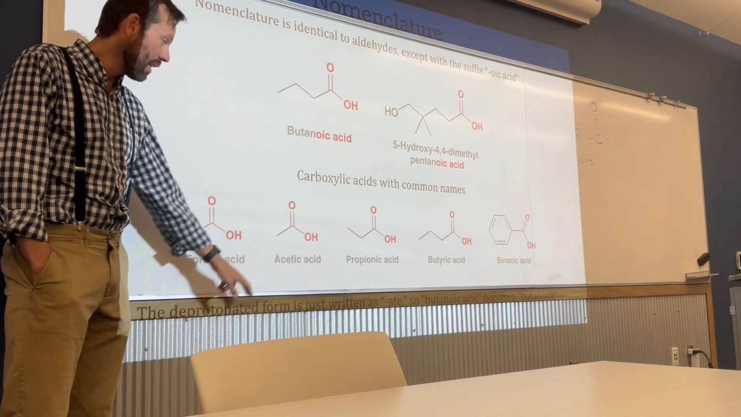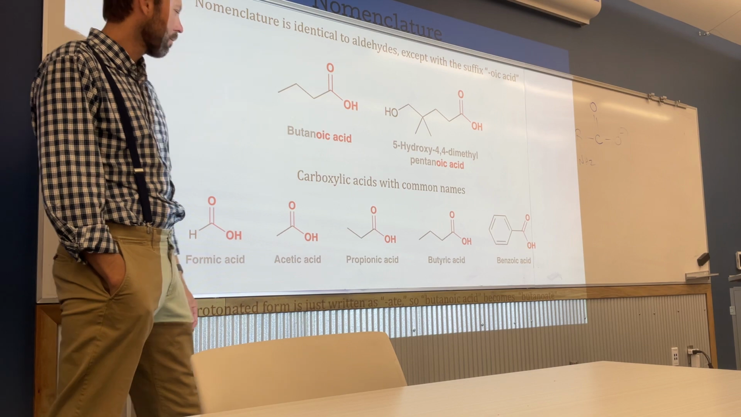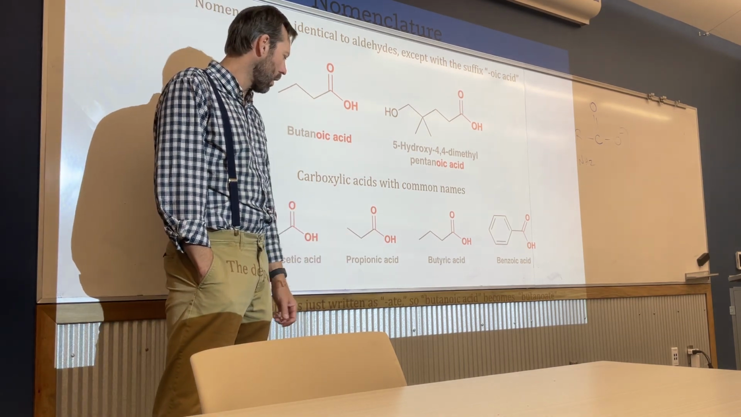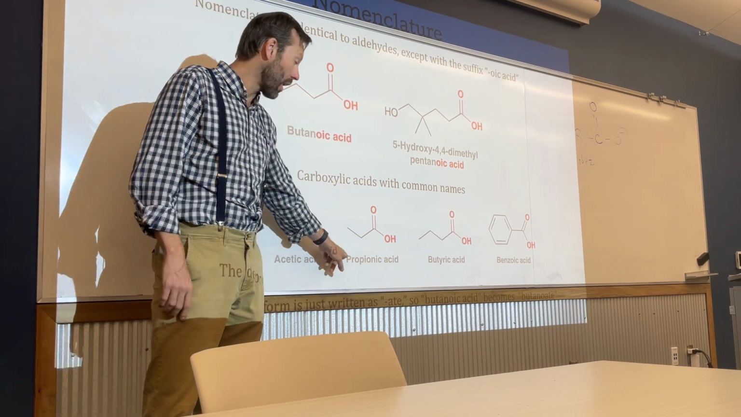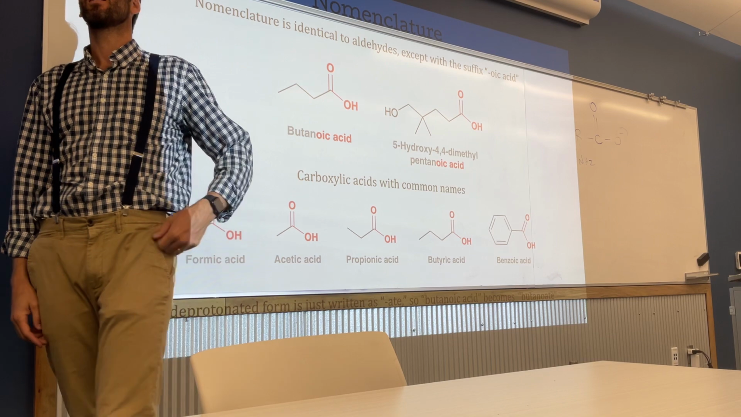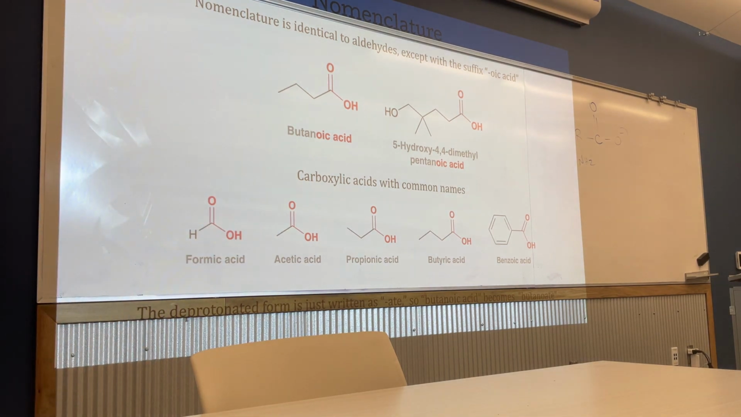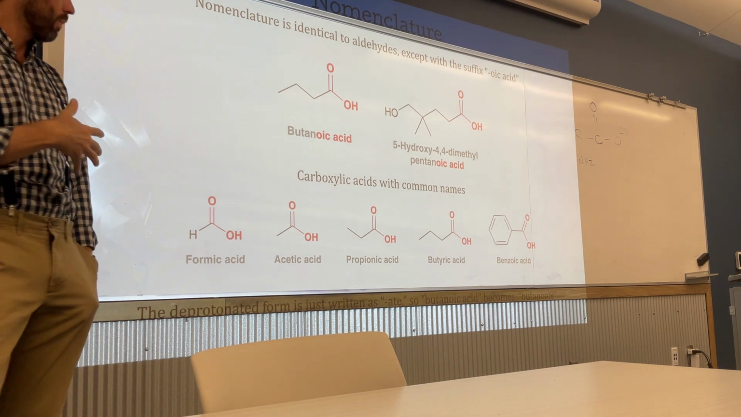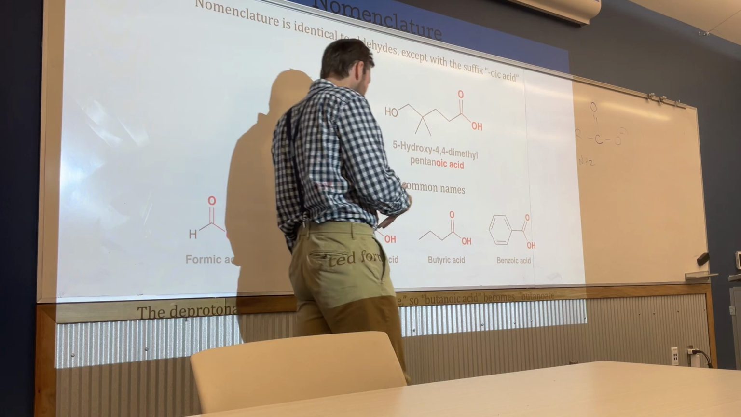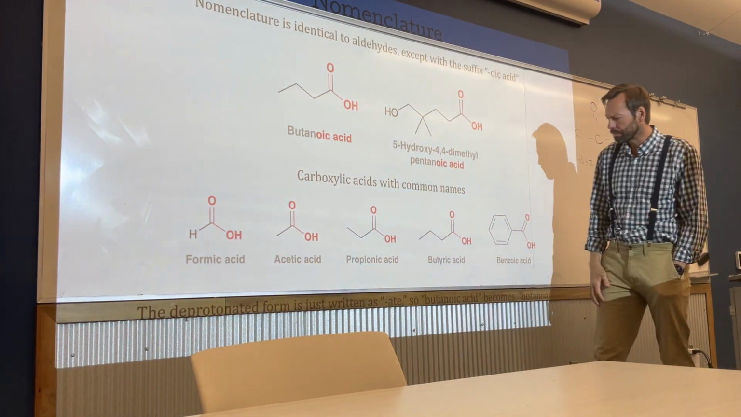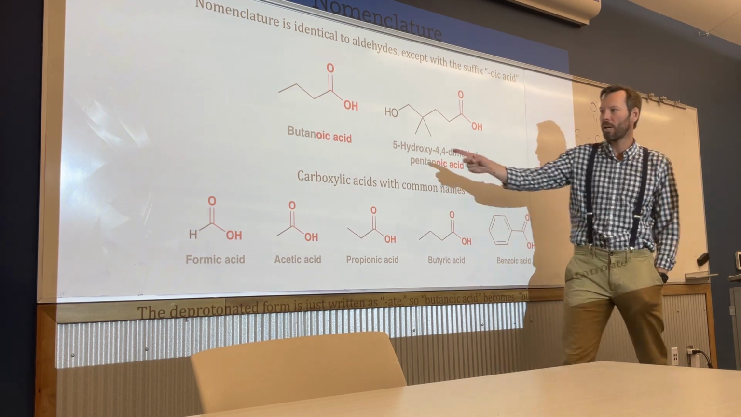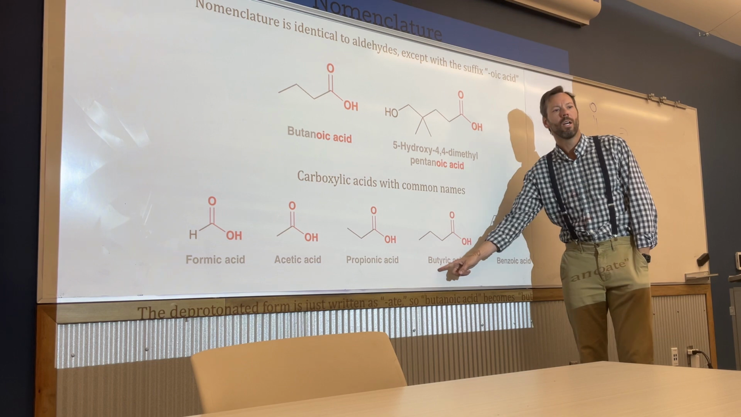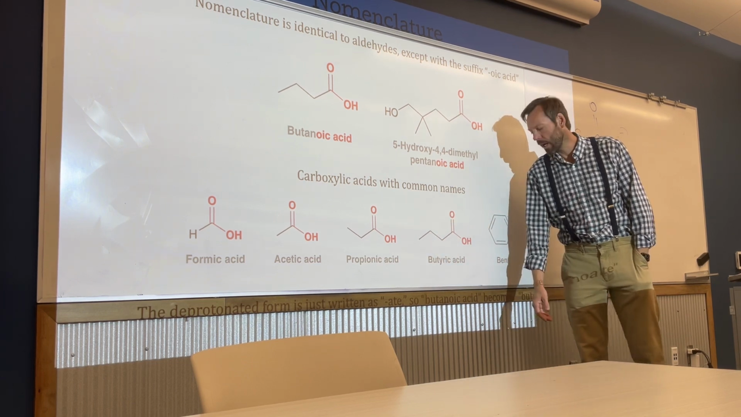So formic acid, acetic acid, propionic acid, or propanoic acid. Those are two interchangeable names. Propionic is a pre-IUPAC nomenclature, and so it's just kind of stayed in there. But if you see propionic, just know that that means propanoic, and then butyric would be butanoic acid, right here. Same thing, just this came before IUPAC.